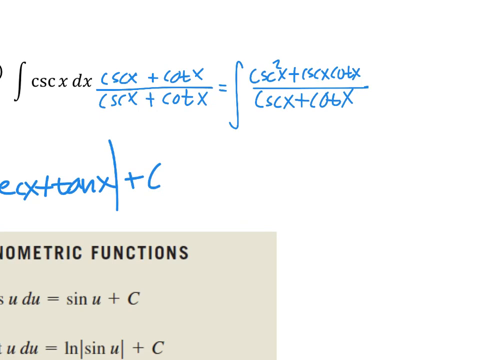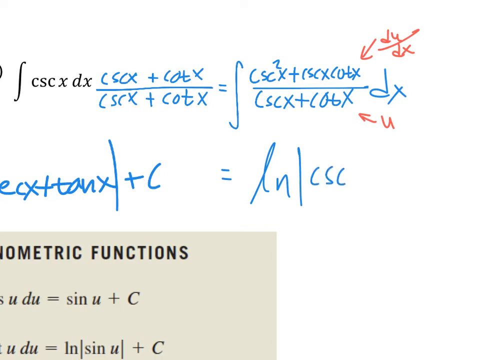We see the same thing happening as we did in the last one. So if this bottom is u, then this top is du, or really du dx. And so we have u prime over u. And so we can use our general integral rule of u prime over u, and that's going to be the natural log of cosecant x plus cotangent x. Absolute value plus c.